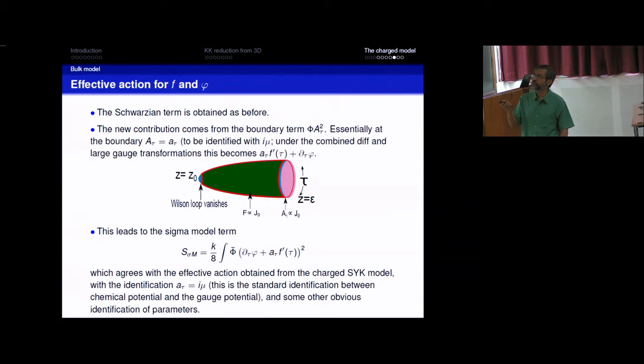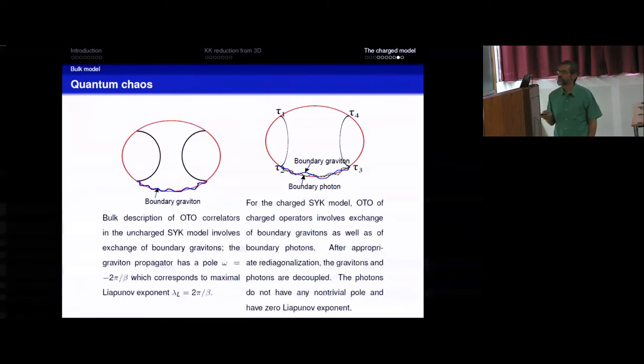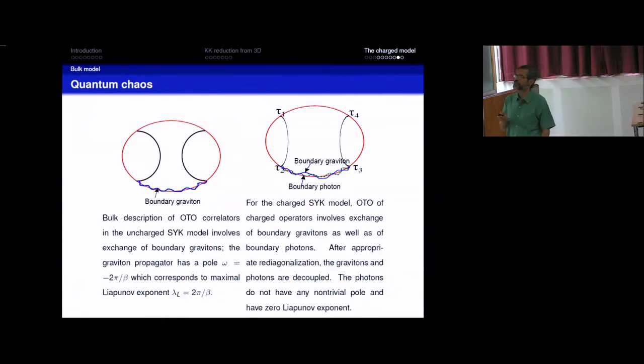And so if you do all that, essentially what happens is that the A tau picks up a gravity transformation. That's this tensor part, I mean the Jacobian part, and it has the large gauge transformation. So it's this A tau squared. It just becomes this thing, and that's precisely the sigma model effective action that you got from the charged SYK model from Sachdev et al.'s calculation, with some obvious identification of parameters. Okay, so just one mention of the quantum chaos calculation.